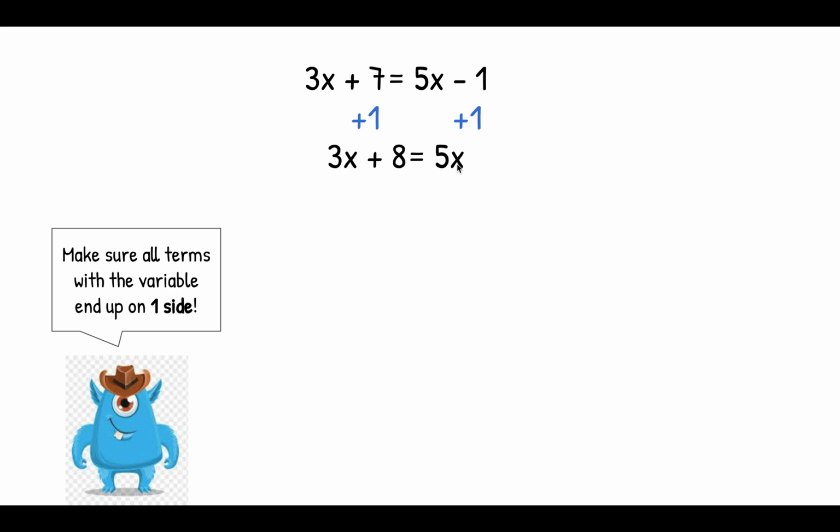But now we need to make sure all the terms with the variable end up on one side. So what we need to do is get rid of the 3x on this side and add it to the other side. So 8 is on one side and the variable terms are on the other side. So what we need to do is subtract 3x on both sides. Since this is a positive 3x, the opposite of positive 3x is negative 3x.